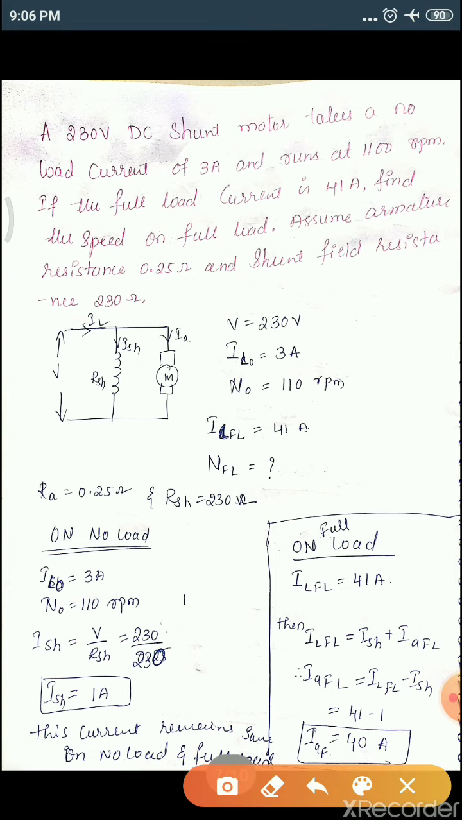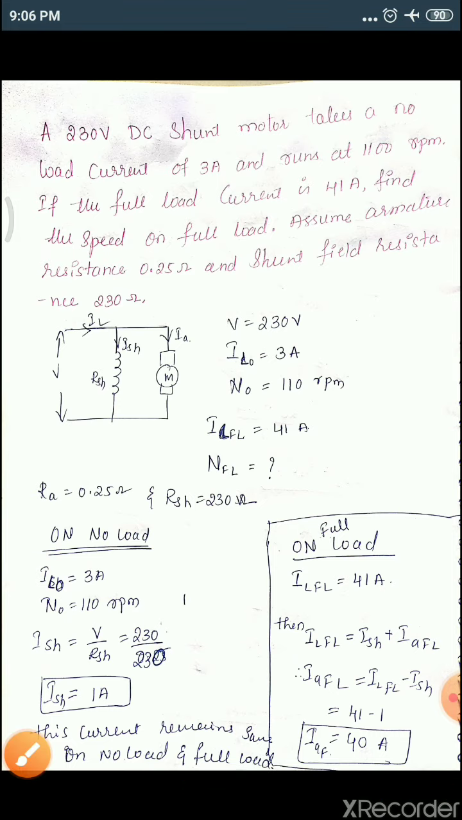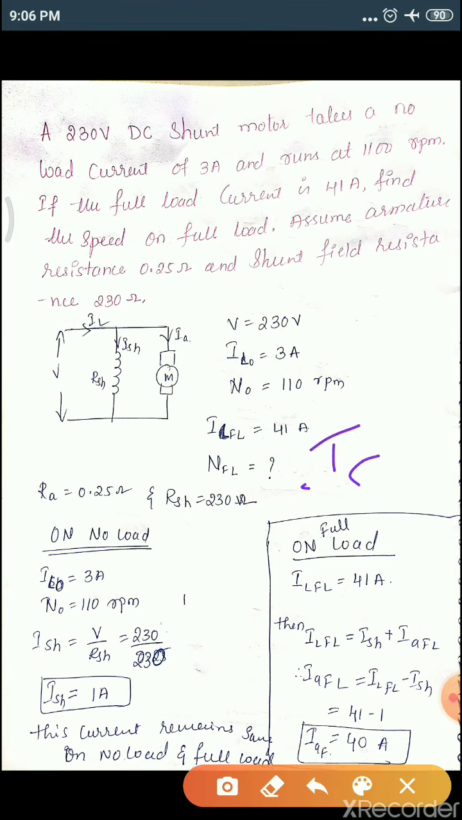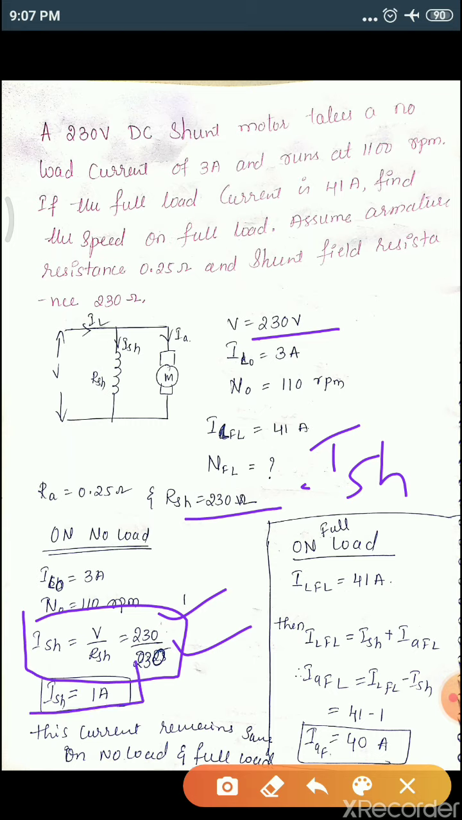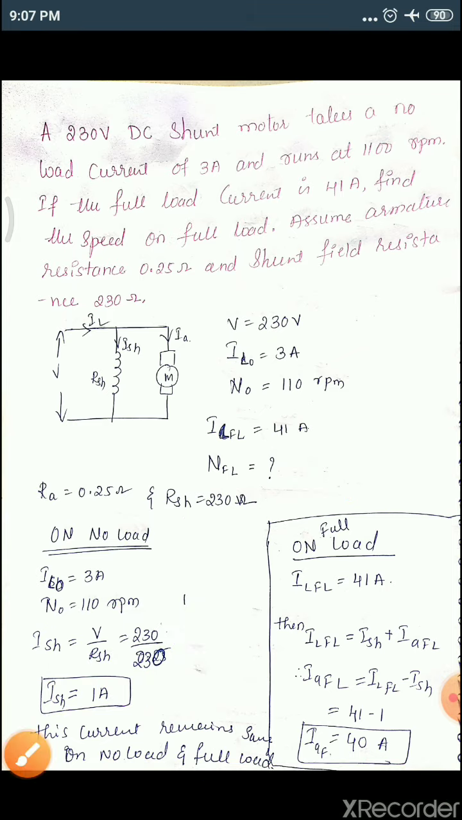Let's take no load and full load separately. No load current is how much? It is 3 ampere. No load speed is how much? 110 rpm. As we have seen in a DC shunt motor, Ish remains the same, that's what we say, flux remains the same. So Ish will be equal to V divided by Rsh, V and Rsh they have given, 230 volt and 230 ohm. Therefore Ish will be 1 ampere. This current remains the same on no load as well as full load. Keep it aside.